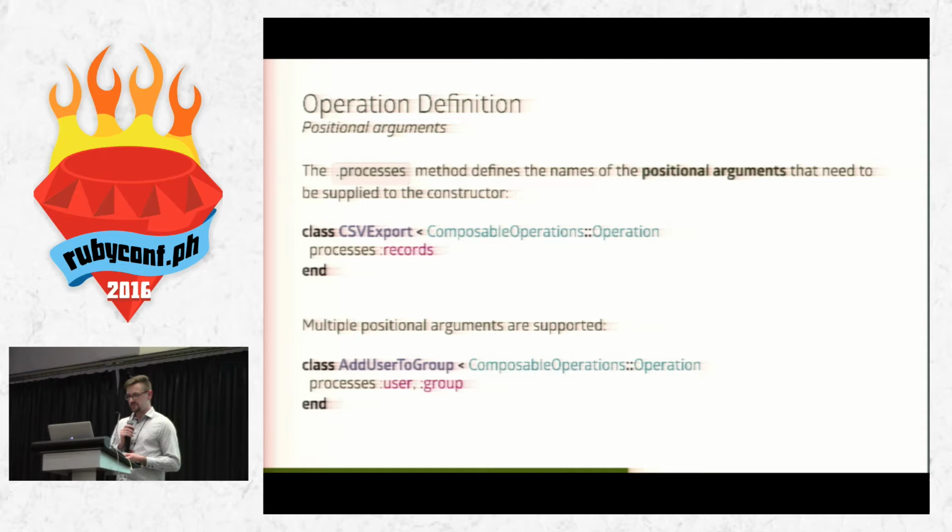So there were two important method calls. The method call to the class method processes, which defines the positional arguments your operation takes. And you can take either one argument, or in many cases it might make sense to have multiple positional arguments. If you think, for instance, of defining an operation that adds a user to a group, in this case, it would be logical to take the user and the group as input arguments to your operation.